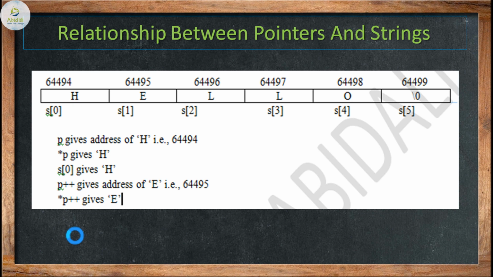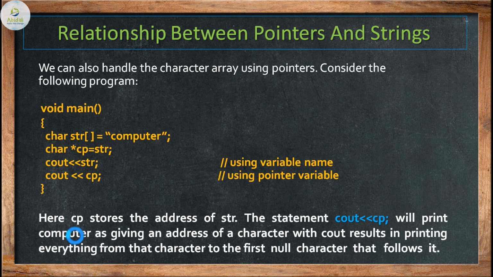If we increase by 1 or decrease by 1, it will be pointing to the next element or to the previous element, depending upon the size of the block. So we can also handle the character array using the pointer.